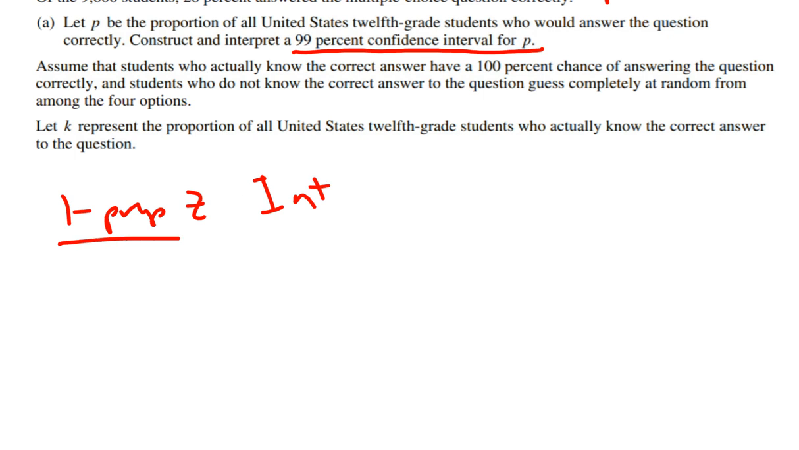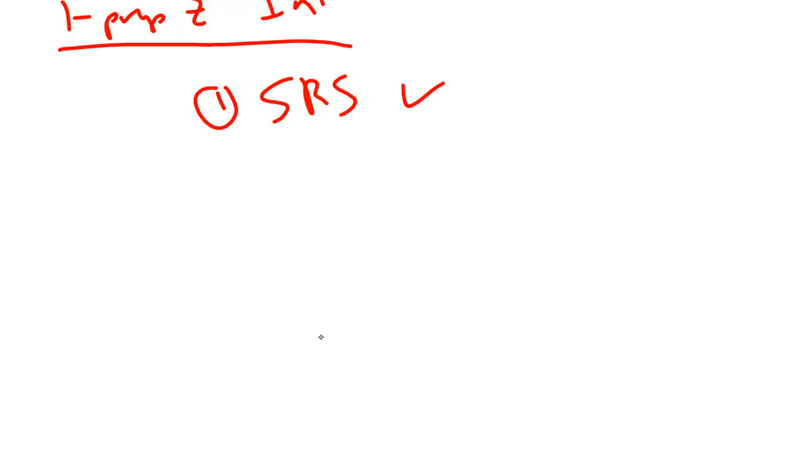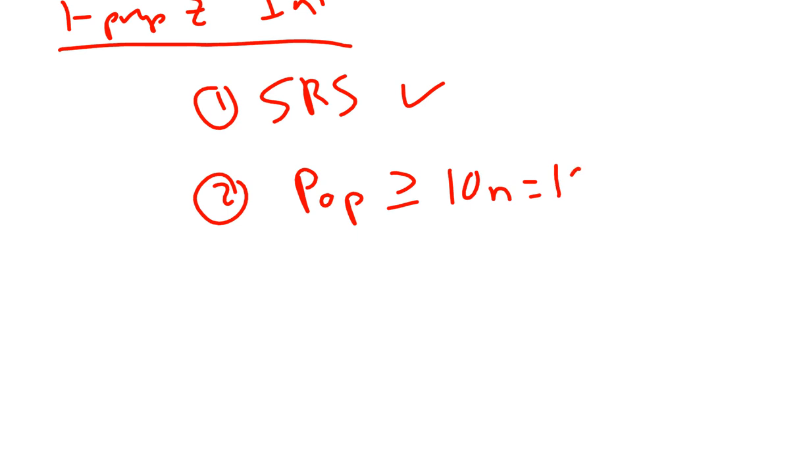In order to use that, there's a couple of assumptions you're supposed to check. Number one, you're supposed to have performed an SRS, which was stated in the problem, so we can check that off. Number two, you'd like to check for independence. The population of all 12th grade high school students in the U.S. should be greater than or equal to 10 times our sample size, which in this case is 9,600. So we get 96,000. Well, there's certainly more than 96,000 12th grade students in the U.S.